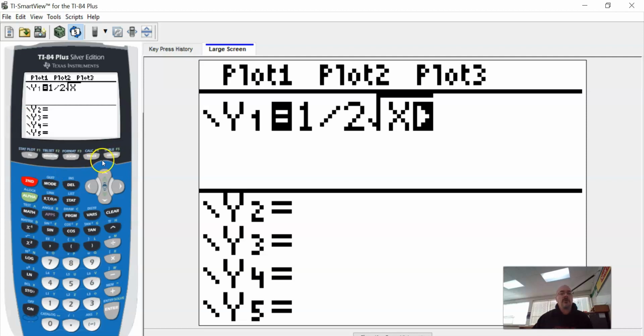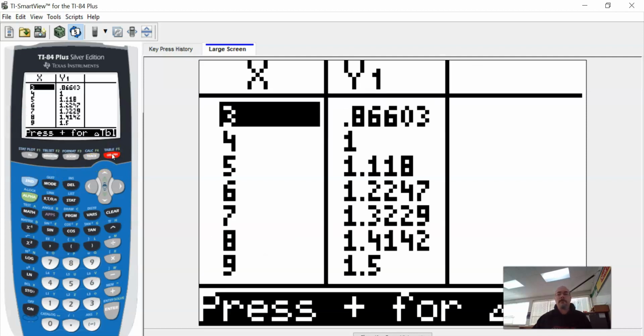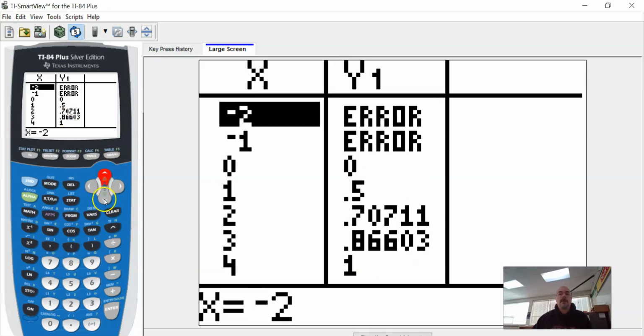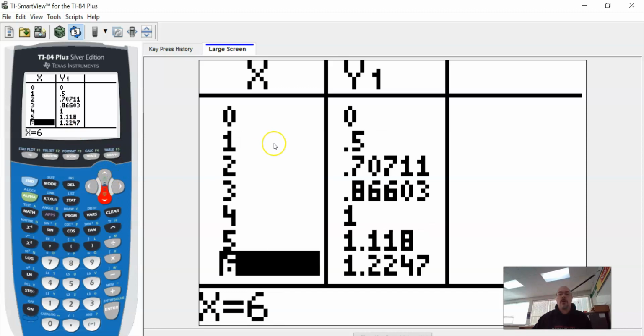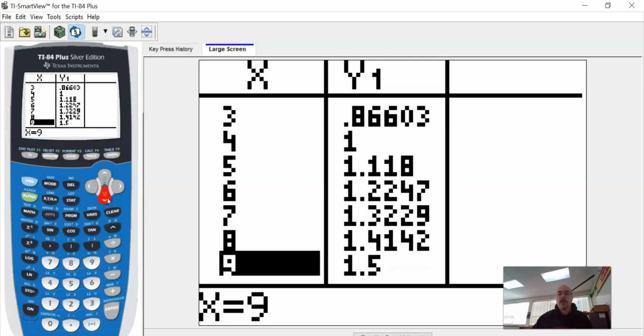And let's go to the table, and let's go back up. All right, so let's see here. So we've got 0, 0. Now you'll notice, ladies and gentlemen, 1 is now matched up with a 1/2. 4 is matched up with a 1. 9 is matched up with a 1 1/2.